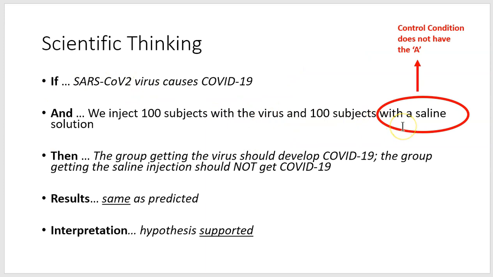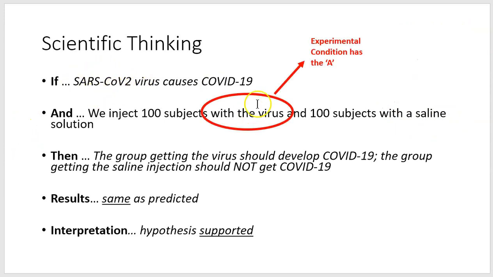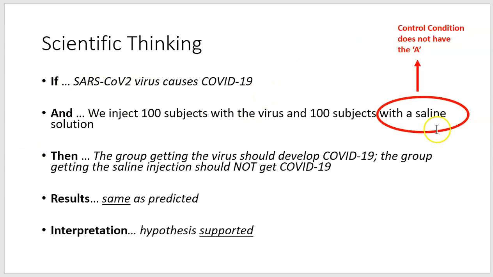The other group in the experiment, they're getting saline solution, so it looks like they're getting something different, but we want to think of it as they're not getting the variable. So we're going to call that the control condition, does not have the A as defined in our case. That's our variable, the virus. So the experimental condition has the variable, in this case the virus. The control condition lacks the variable, so no virus for these 100 subjects.